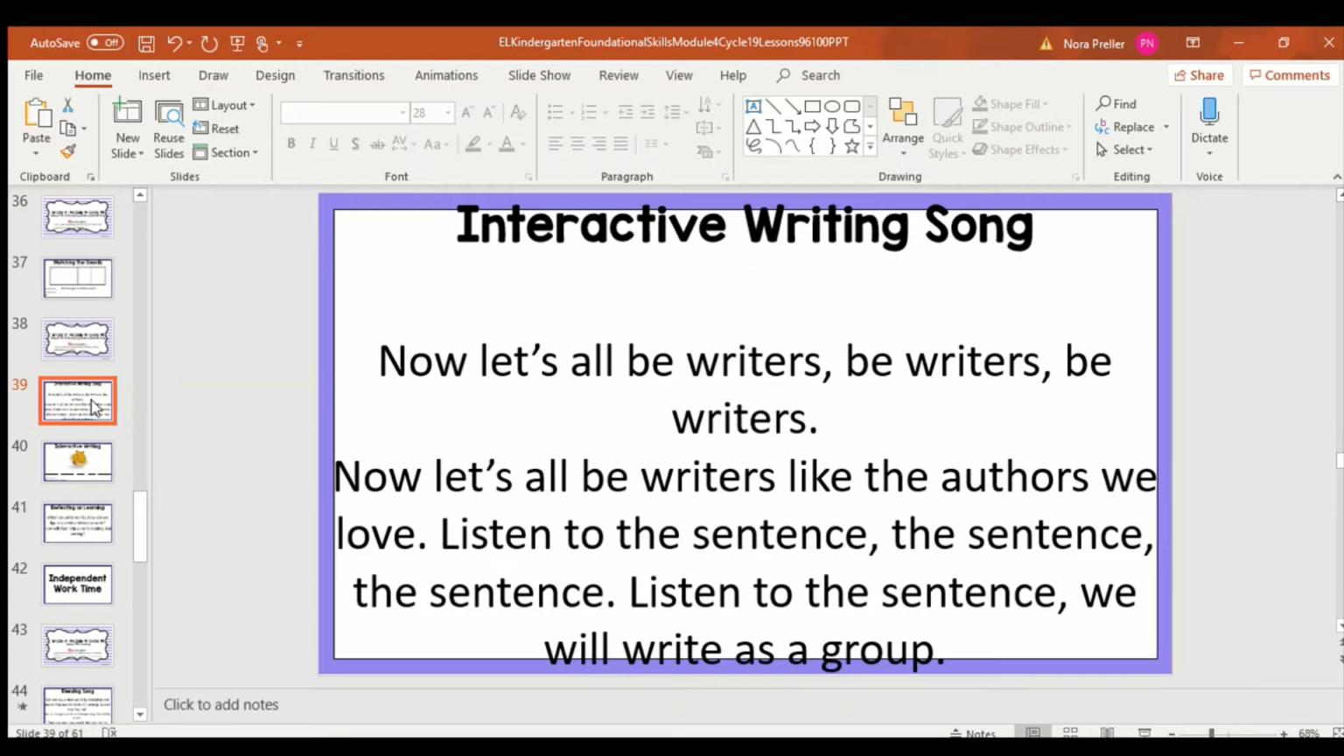Now let's all be writers, be writers, be writers. Now let's all be writers like the authors we love. Listen to the sentence, the sentence, the sentence. Listen to the sentence, we'll write it as a group.